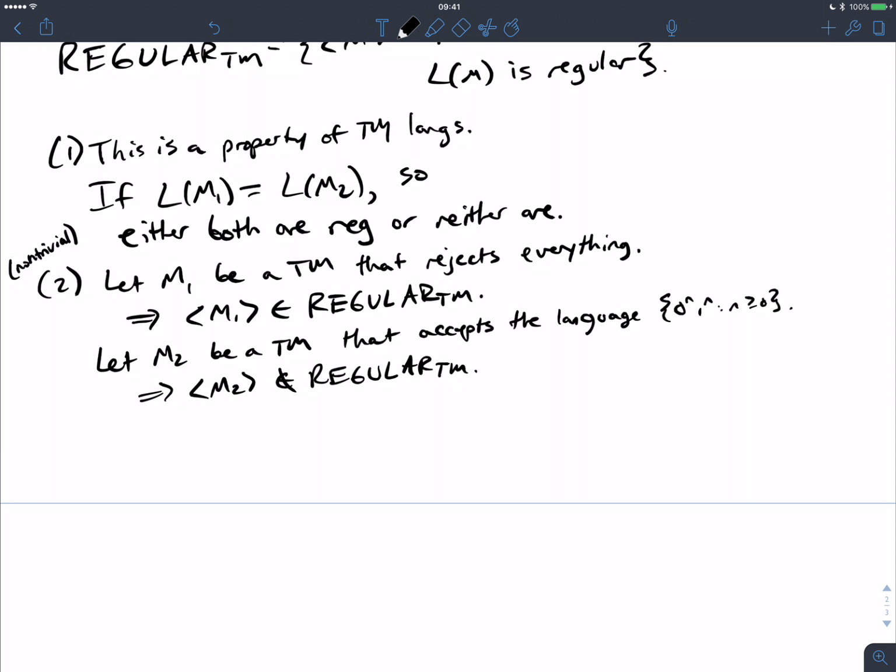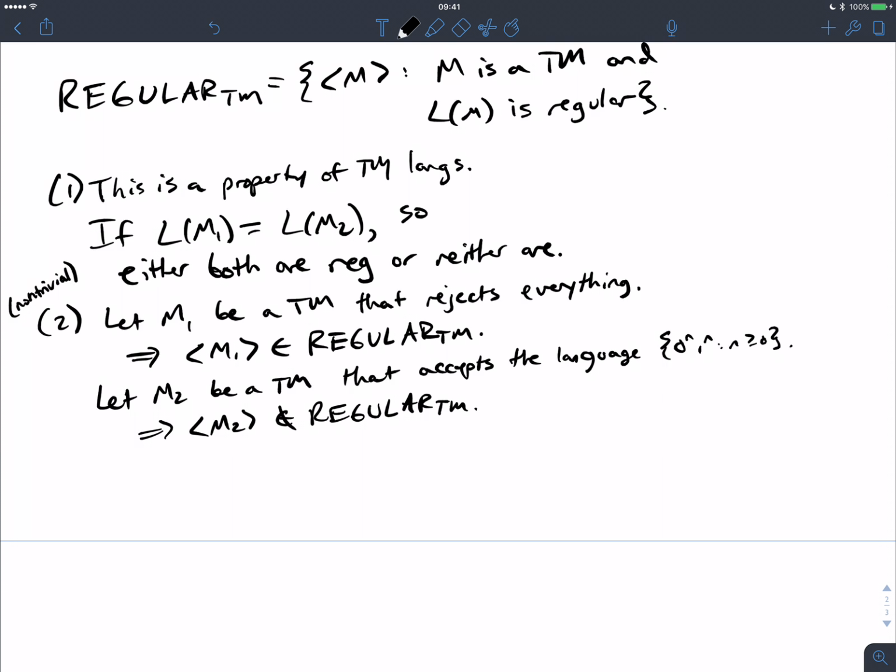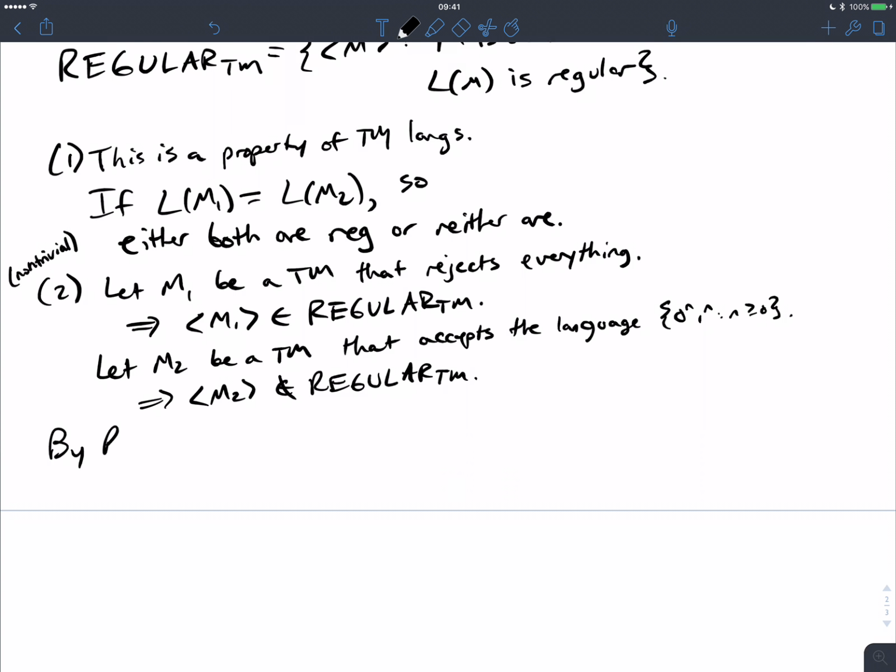Okay, well, did I show that it's a non-trivial property of Turing machine languages? Yeah, I showed in the first part that it's a property of Turing machine languages, and the second part was showing that it's non-trivial. So by Rice's theorem, what can I conclude? It's not decidable. So by Rice's theorem, the most important words of this whole thing, regular TM is undecidable.